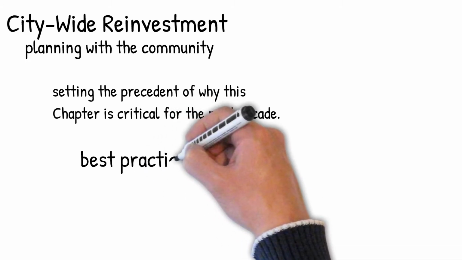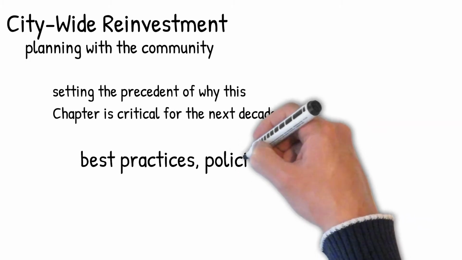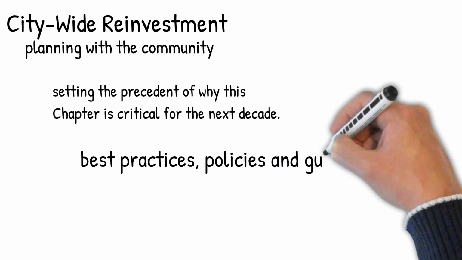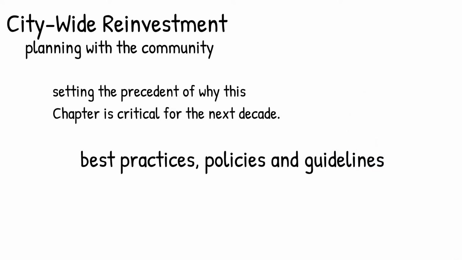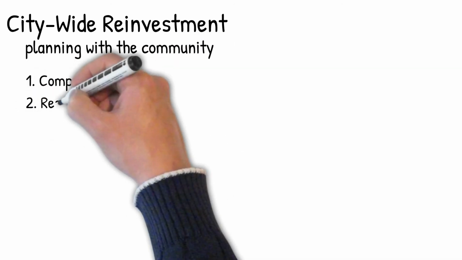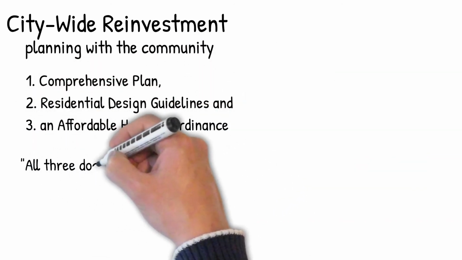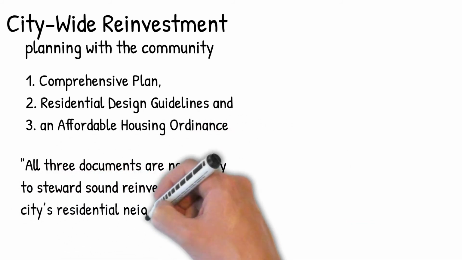So this is where diversity of housing type and affordability need to be meshed in a new way, looking outside of our area for best practice, and looking at how we put policy in place and also guidelines. It is critical that we look at the comprehensive plan, the residential design guidelines, and an affordable housing ordinance. These three things must come together and are necessary to see this into the next decade.